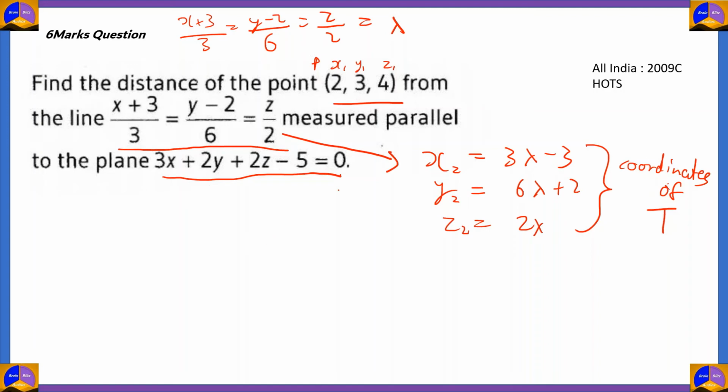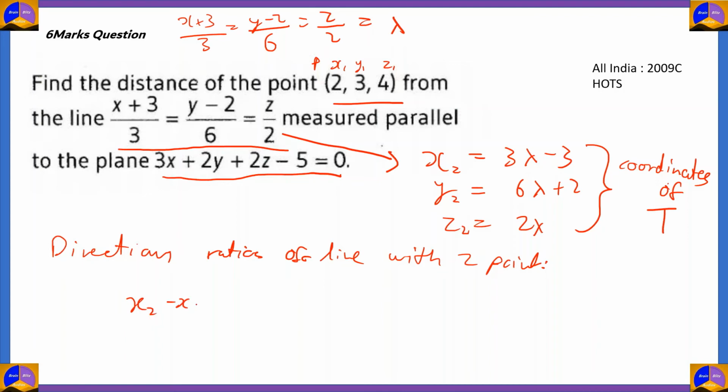So when we know 2 points on a line, we can find out the direction ratios. The direction ratios of a line with 2 points will be equal to x2 minus x1, that'll be A, y2 minus y1, that'll be B, and z2 minus z1, that'll be C.